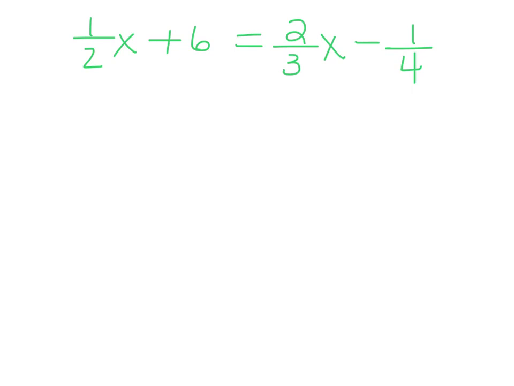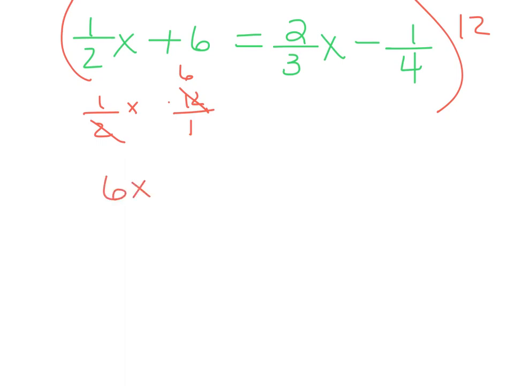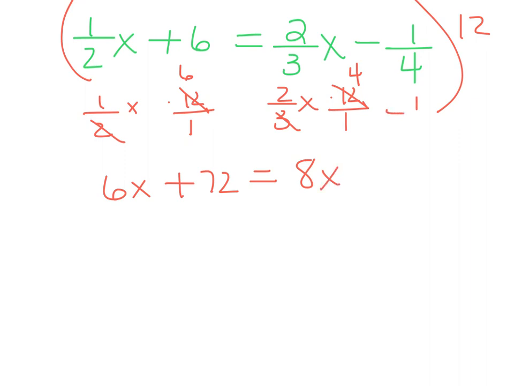Okay, so to eliminate the fractions, I am going to multiply everything by the common denominator of 12. So if I take a half x times 12, this becomes 1x times 6, so 6x. Yes, I need to multiply the 6 times 12, so that's plus 72 equals, if I take 2/3 x times 12, 2x times 4 is 8x, and then I have to take negative 1/4 times 12. Negative 1 times 3 is negative 3. So if I do that step correctly, I should not have any fractions.